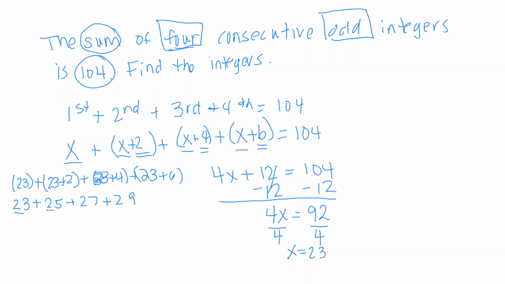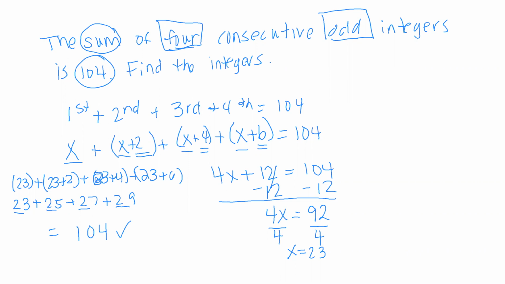So if you look here, we've got integers. They're all odd. They are, in fact, consecutive. Let's check to see what they add up to. So let's see, 23 plus 25 plus 27 plus 29 is 104. So everything checks out. Just don't forget, when you finish solving for x, you're not necessarily done.